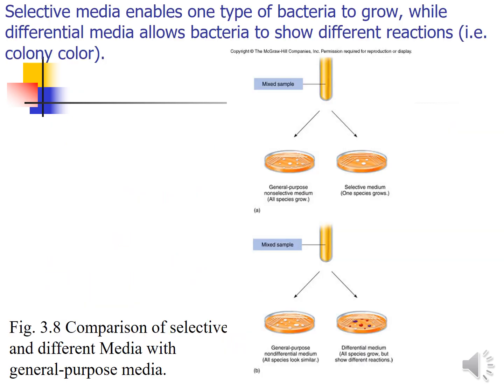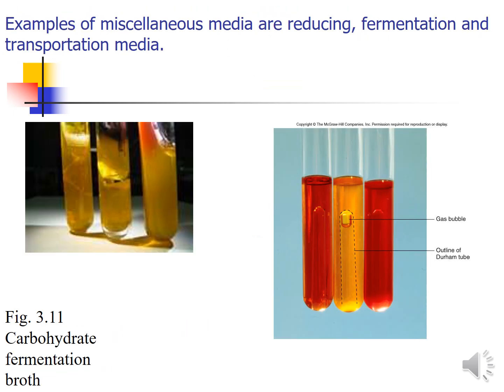Selective media enable one type of bacteria to grow, while differential media allow bacteria to show different reactions. I think you understood the concept. Fine, we'll go to the next slide. Examples of miscellaneous media are reducing, fermenting, and transportation media.